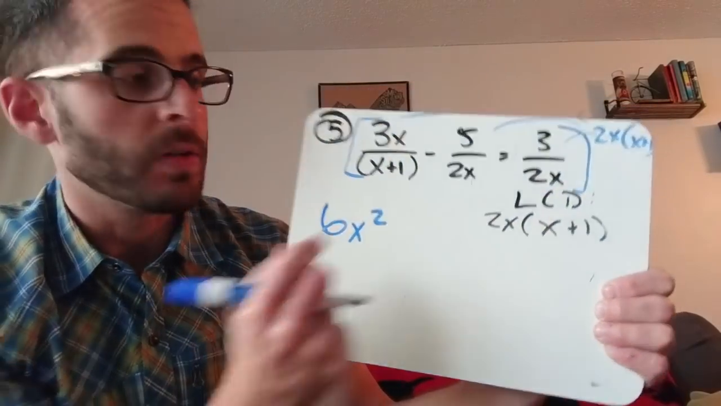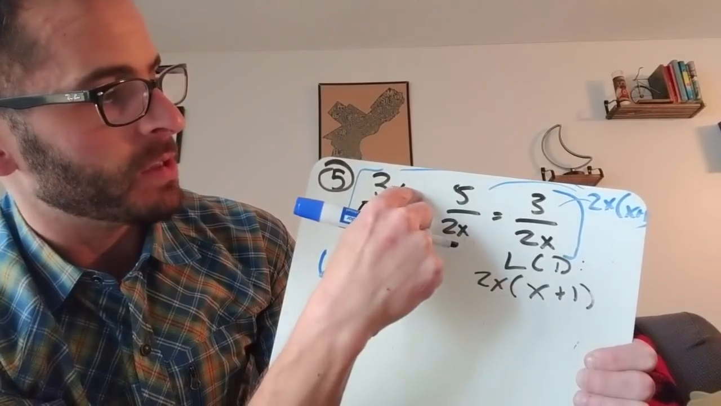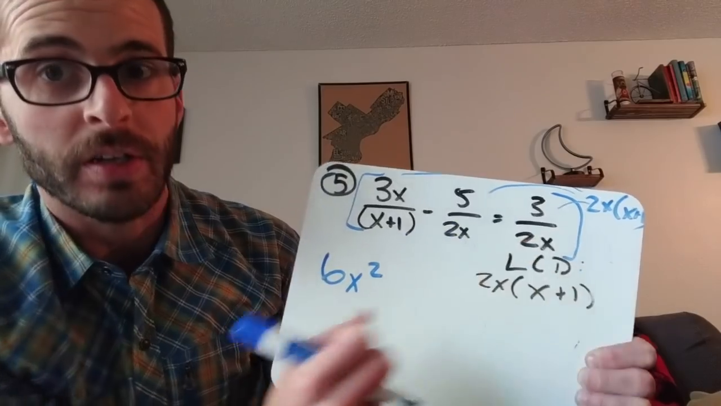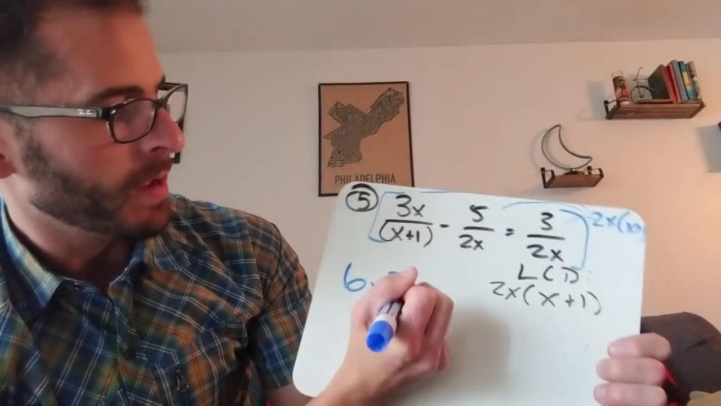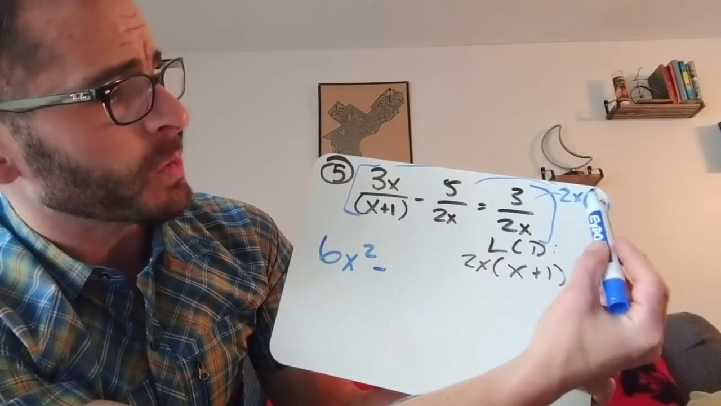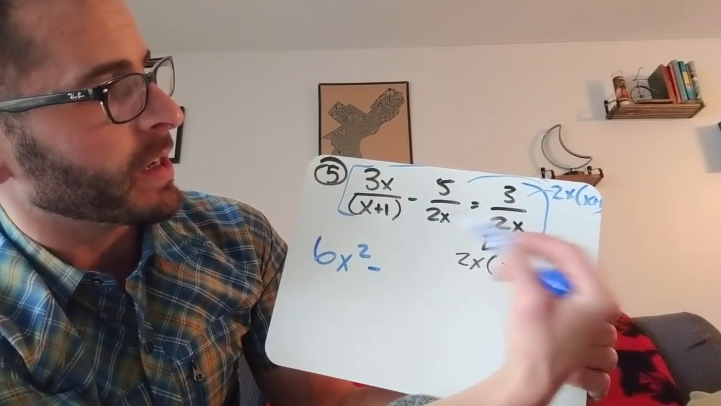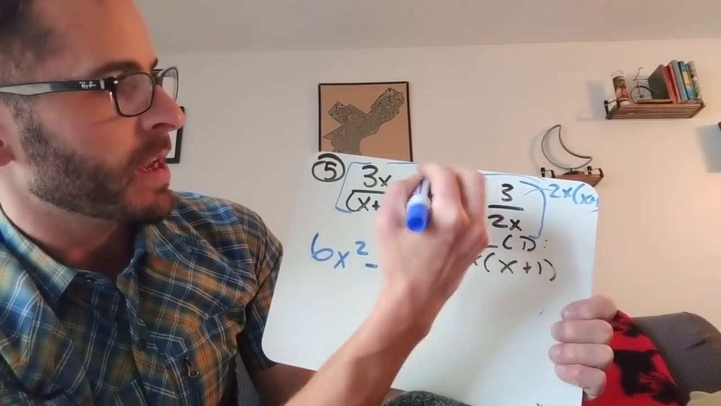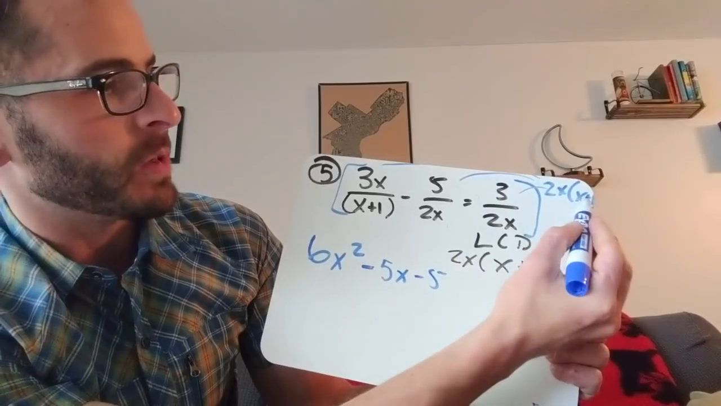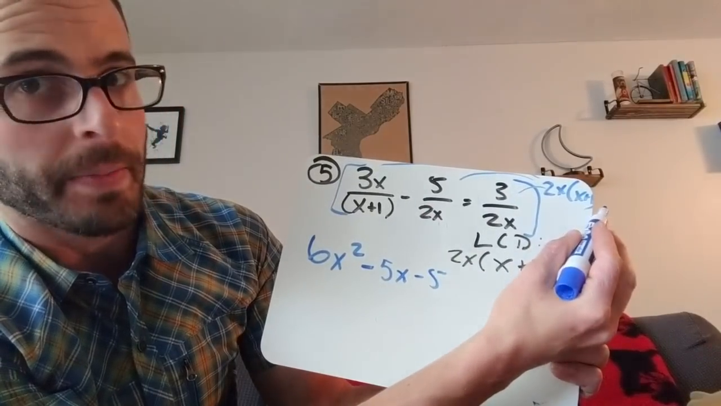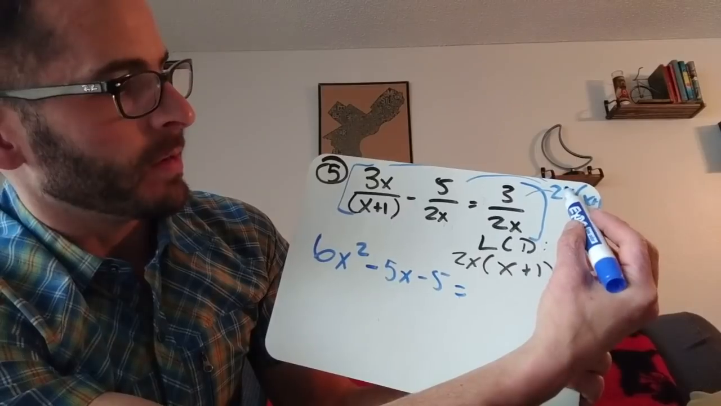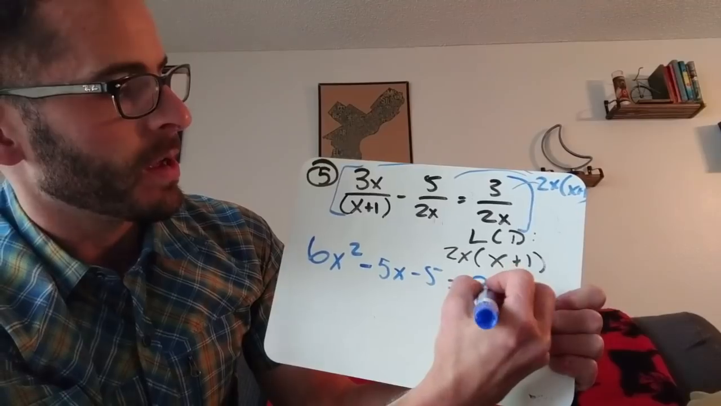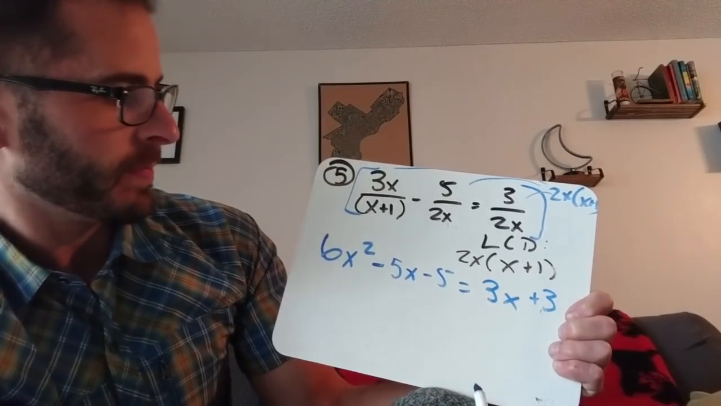Write it out if you need to. This over 1 times this fraction. This over 1 times this fraction. This over 1 times this fraction. It's okay to write it out so you can see it. Minus. When I multiply this over here, the two x's are going to cancel out. So I'm really just going to have minus 5 times x and minus 5 times 1, right? I'm distributing the negative 5 to the x plus 1. Equals, and look, right here, 2x and 2x cancel out, so I just need to distribute the 3 to the x plus 1. 3x plus 3.